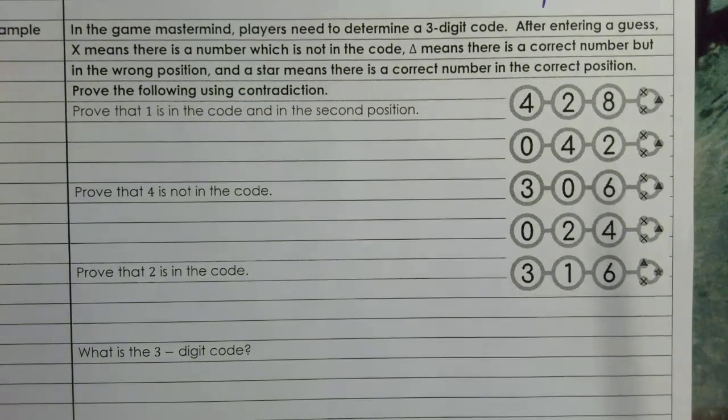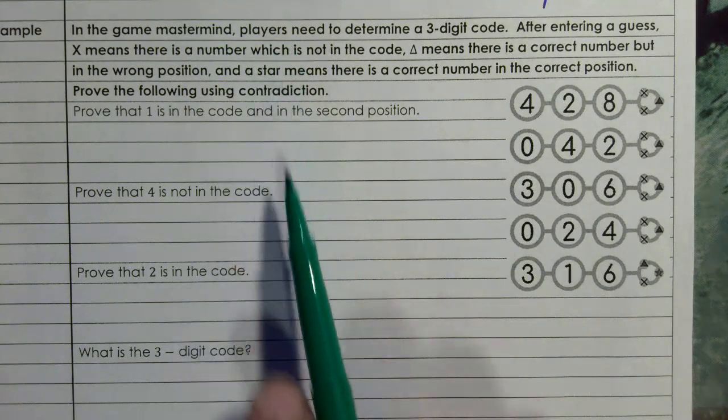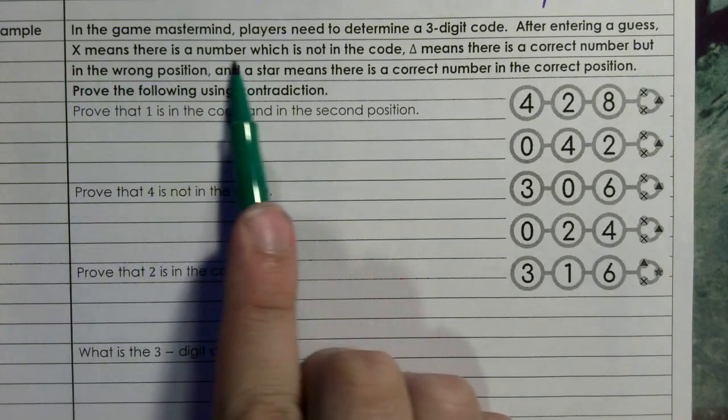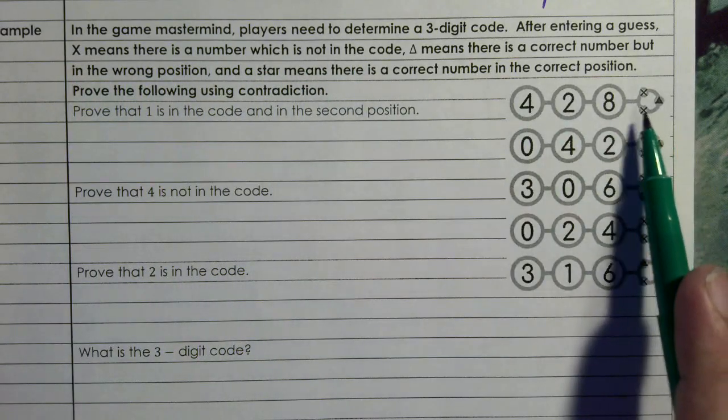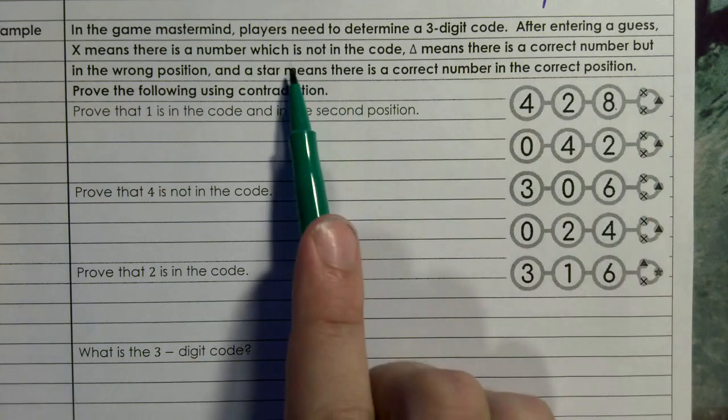Let's play around with indirect proofs with the game Mastermind. In Mastermind, players need to determine a three-digit code. After entering a guess, X means there's a number that's not in the code. So if we see this one, we know that two of these numbers are not in the code at all.